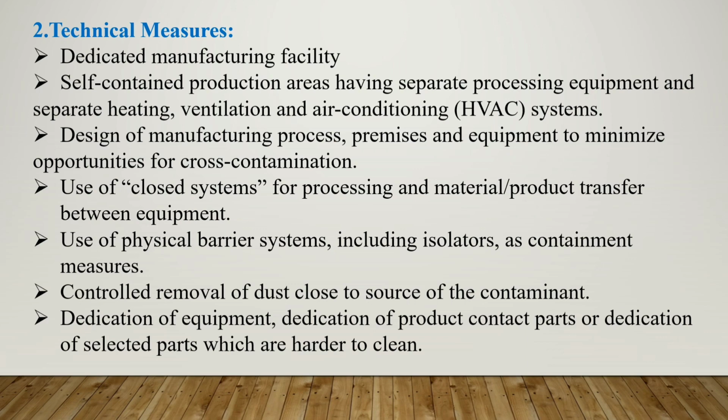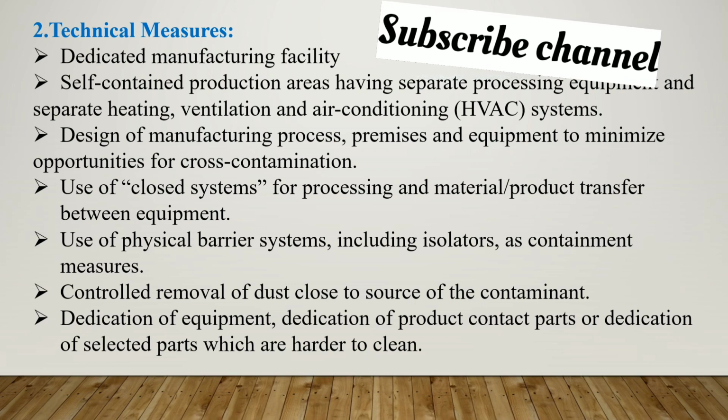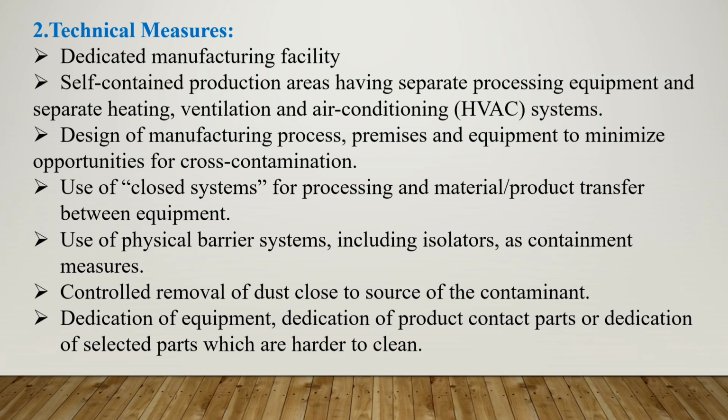Then self-contained production areas having a separate HVAC system, then design of the manufacturing process, premises and equipment to minimize the opportunity of cross contamination. Design the manufacturing process, premises or equipment in such a way as to minimize the cross contamination risk. Then use of closed systems for processing and material or product transfer between equipment, means you use the closed system as much as possible during processing as well as during product transfer between the equipment.